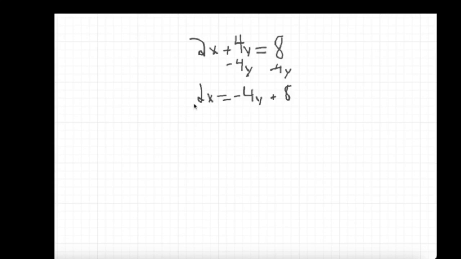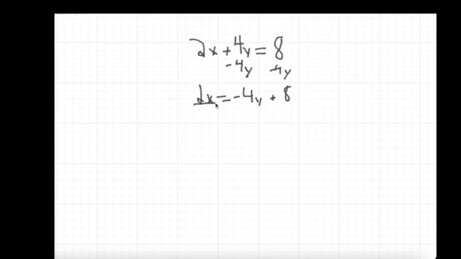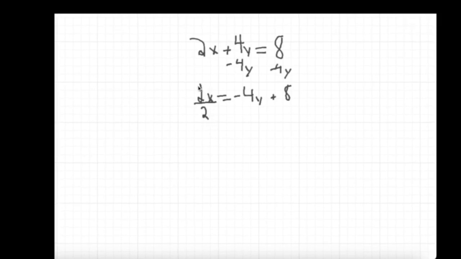So now, all we have to do from here is use the division property of equality, where we can divide both sides by the same number. In this case, we'll use 2 in order to get rid of the 2. See, 2x divided by 2 equals x. So, we divide this side by 2 as well. And what this gives us is x equals negative 2y plus 4, since we divided this side by 2 as well.